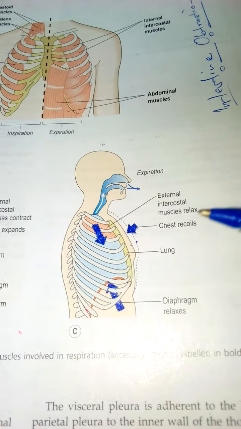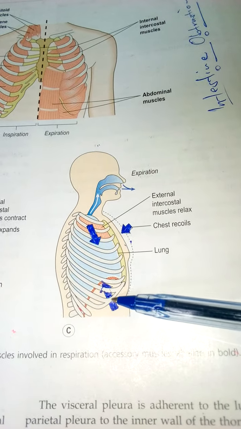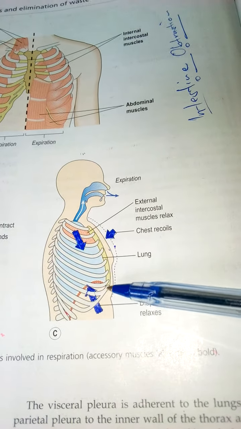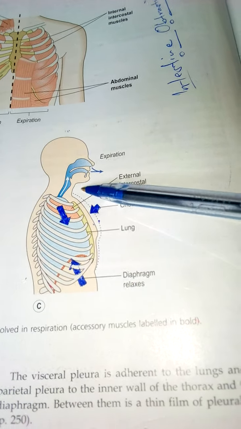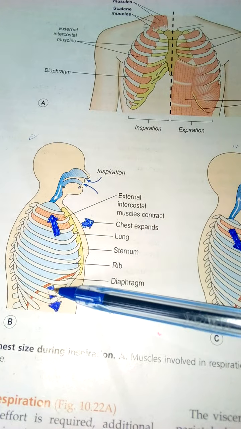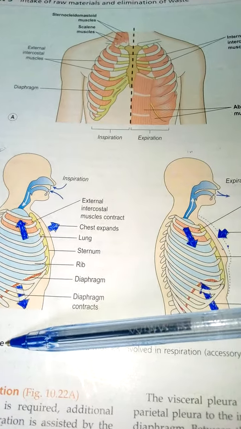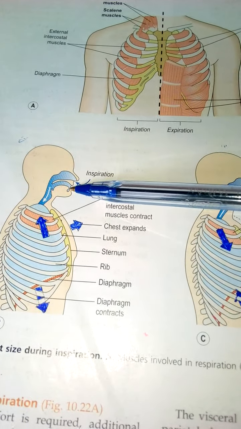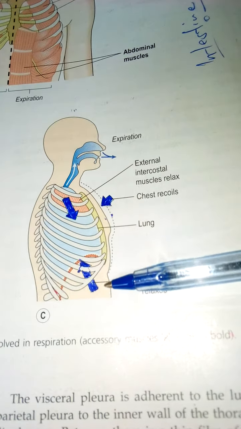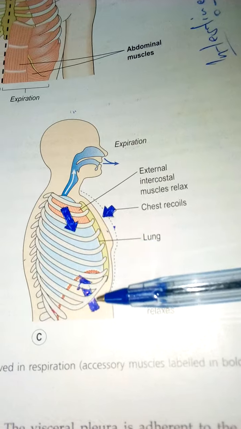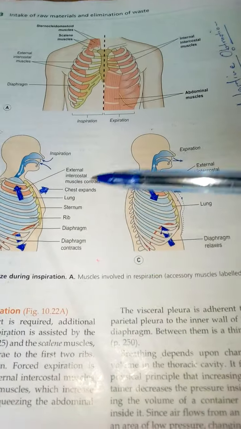After the chest recoils, the diaphragm, as you see by these arrows, will move upward. Yet during inspiration, the diaphragm moved downwards as the ribs moved up. Here the ribs are moving down, and the diaphragm is moving up. Those are the arrows, and you have to differentiate the two.